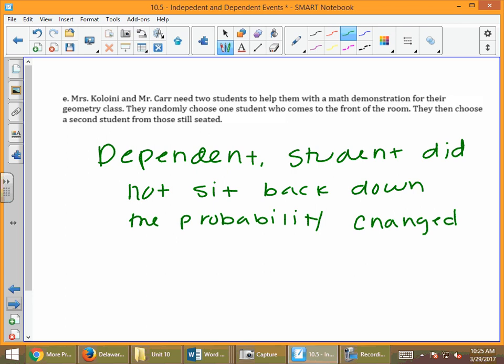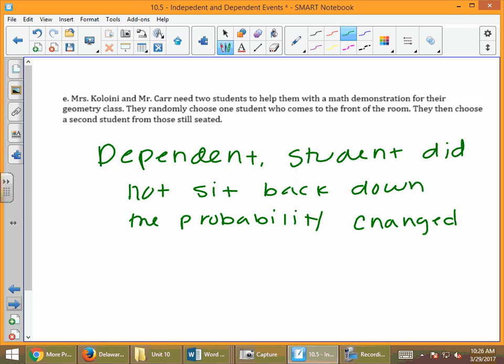Again, eats, doesn't put back, doesn't sit back down, does not replace, something along those lines is going to be dependent. If they put it back, or if it's 2 random things like flipping a coin and rolling a die, they're independent. They have nothing to do with each other. It's going to be an independent event. Just make sure you look for those kinds of trigger words.